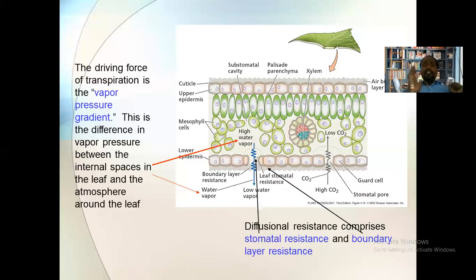Now, how does it take place? The osmotic pressure, DPD and suction pressure in the intercellular spaces are higher than the osmotic pressure in the xylem, isn't it? At that time, the water from the xylem will enter into the intercellular spaces.